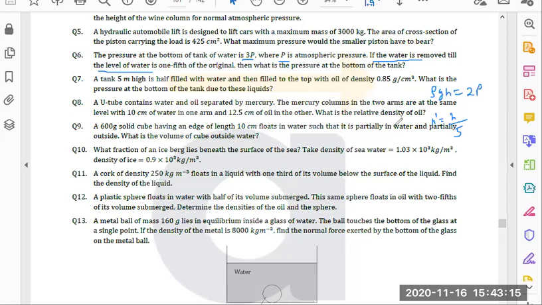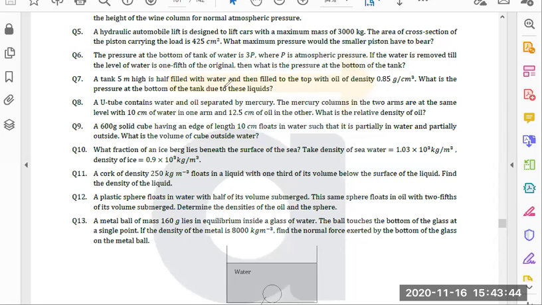So new pressure will be what? Tell me, new pressure will be what? It will be P plus this, right? And if you calculate this, it will be 2P by 5. So P plus 2P by 5 will give you what? Tell me, 7P by 5. Yes or no? Tell me, guys, yes or no? Okay, very good.